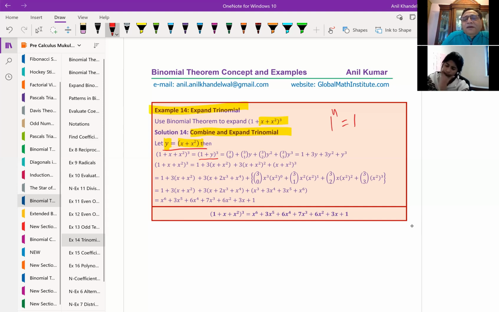When you expand, simplify in terms of y. But y is a binomial, right? So now do that expansion again, substituting the value of y. So, basically, you're using the binomial theorem twice, since you clubbed two terms into one, and then simplify this to expand a trinomial using the binomial theorem. Is that clear to you?